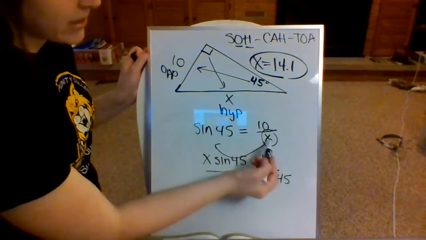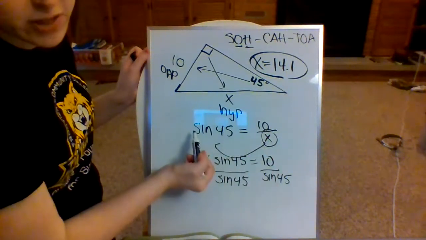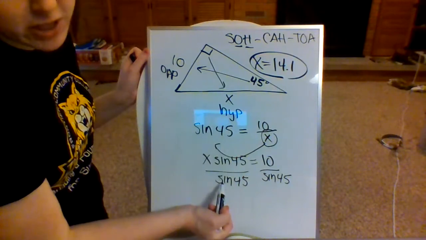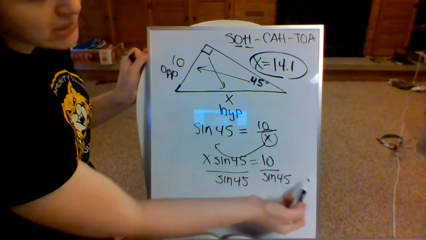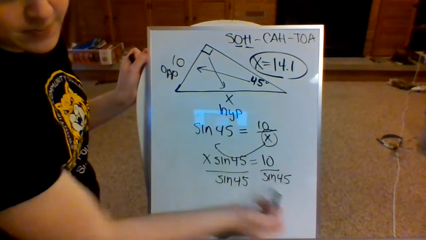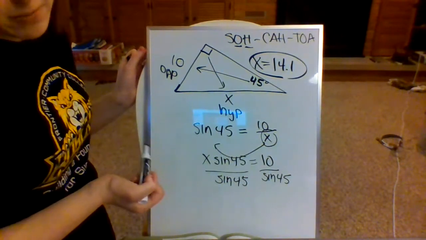If x is on the bottom, you have to multiply over to the other side first. Then you're going to divide by the trig function. And don't forget to press equals after you type in 45 sine. So that's the third problem.